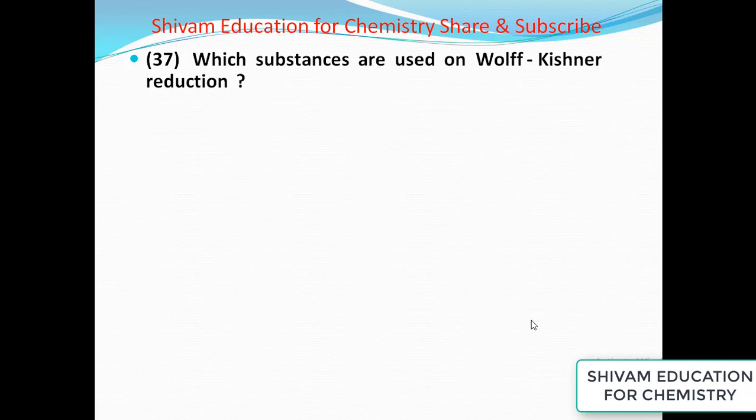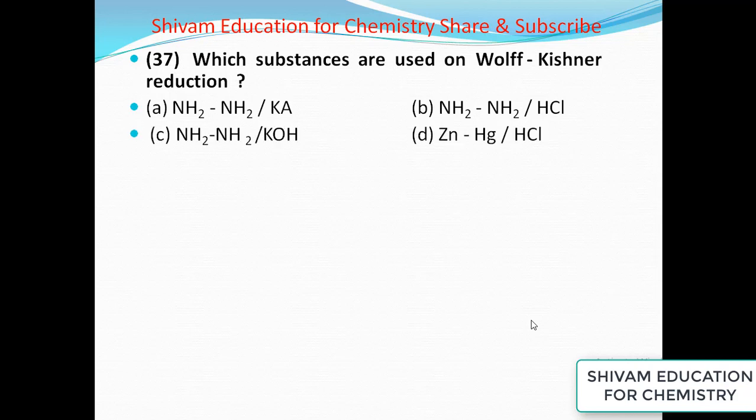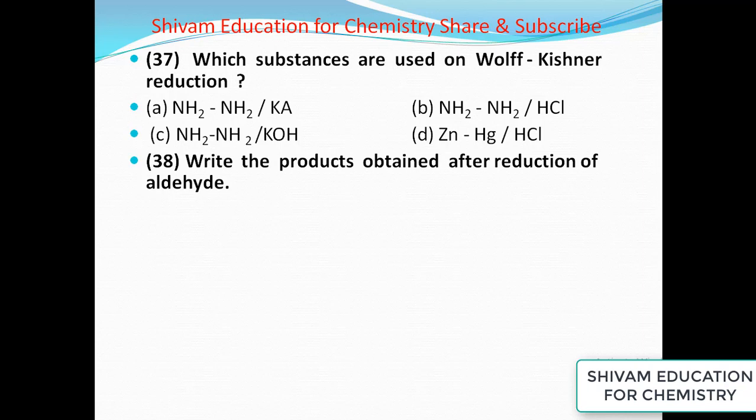Now question number 37. Which substances are used in Wolff-Kishner reduction reaction? Which of these reagents are used in Wolff-Kishner reduction reaction? So we are knowing very well in Wolff-Kishner reduction reaction hydrazine is used, which is NH2NH2, and alkaline solution will be there. So your alkaline solution with hydrazine is nothing but NH2NH2 and KOH. So answer of question number 37 is C, NH2NH2 KOH. Now question number 38. Write the product obtained after reduction of aldehyde. What product will we get from reduction of aldehyde?